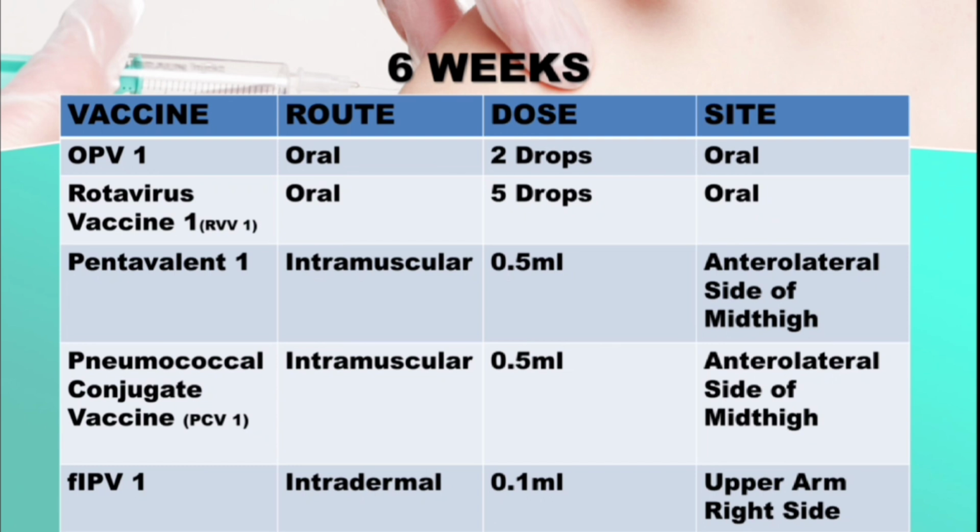Now coming to pneumococcal conjugate vaccine, that is called PCV. It is also called Prevenar, and it has many strains. Now this is given intramuscularly 0.5 ml, anterolateral side of the thigh. Then coming to FIPV1. FIPV1 is fractional injectable poliovirus vaccine. It is given intradermally, 0.1 ml on the upper arm right side.